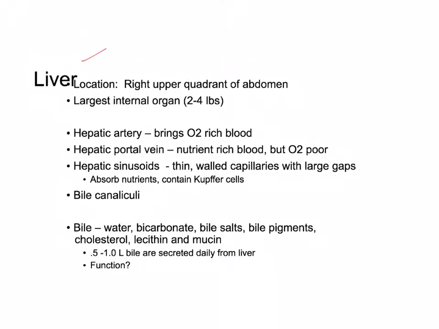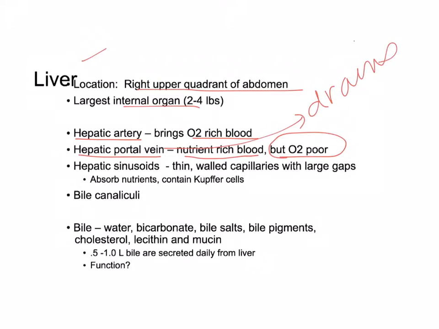So the liver. The liver is in the right upper quadrant of the abdomen. It's our largest organ, 2 to 4 pounds. It's going to receive blood through the hepatic artery, which is oxygen-rich blood. Now, the hepatic portal vein is nutrient-rich blood, but it's oxygen poor. The hepatic portal vein actually drains the abdominal organs.